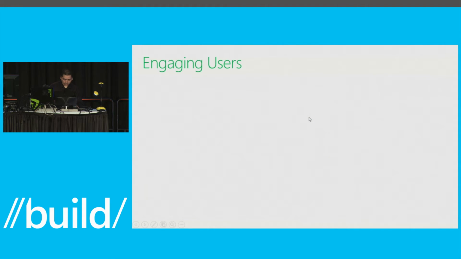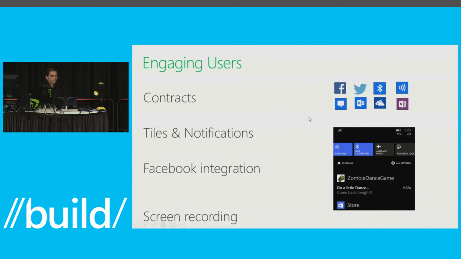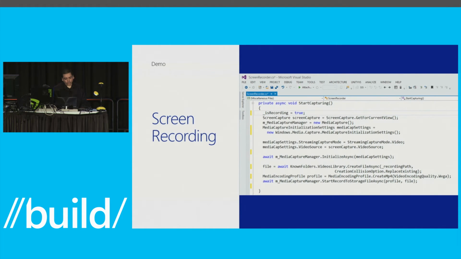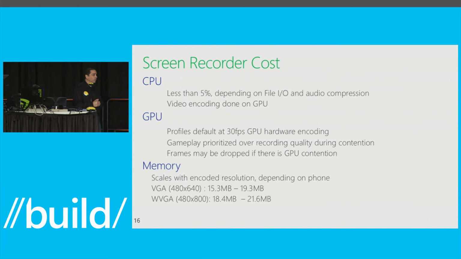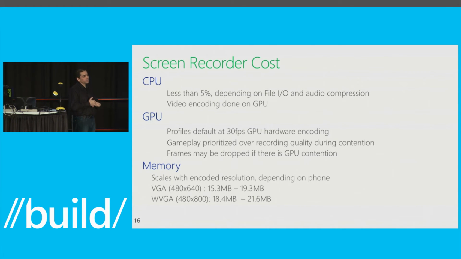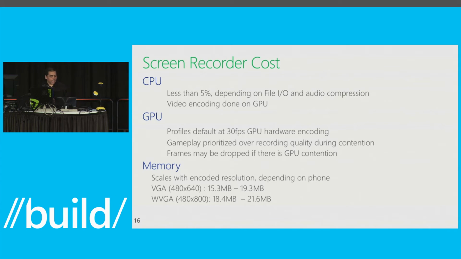So that's what we're doing with regards to engaging users. A lot of good stuff coming from Windows Phone 8.1. If you want to know what's the overhead to CPU or to recording, there's very little overhead to the CPU. Most of this is done at the GPU, and we make sure we prioritize so we don't drop frames for your application. So just play with it.